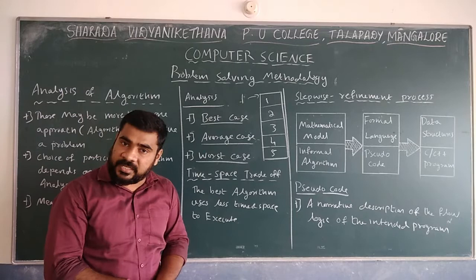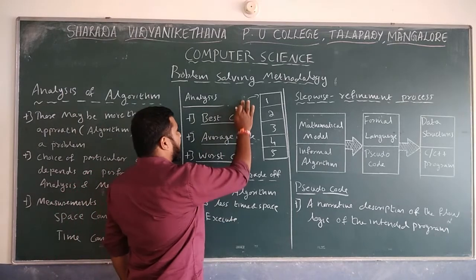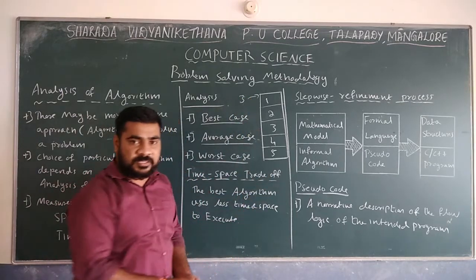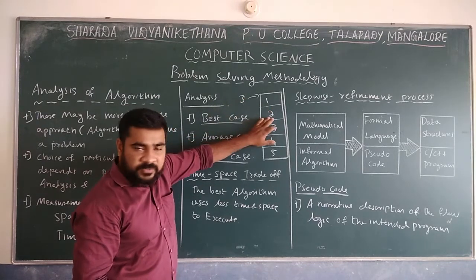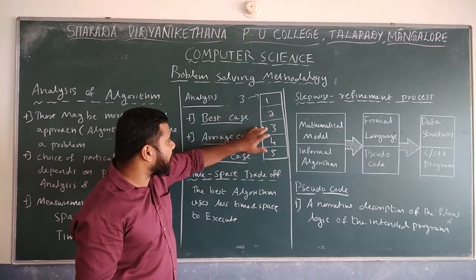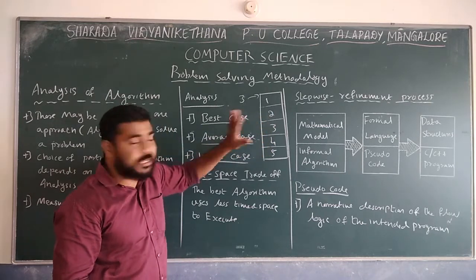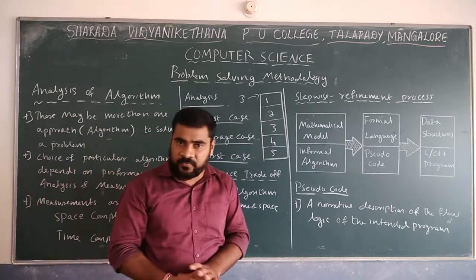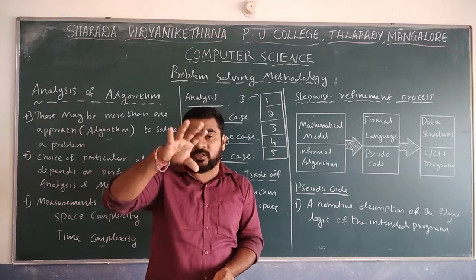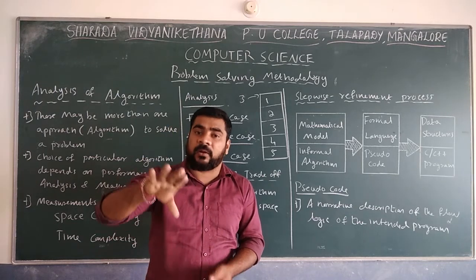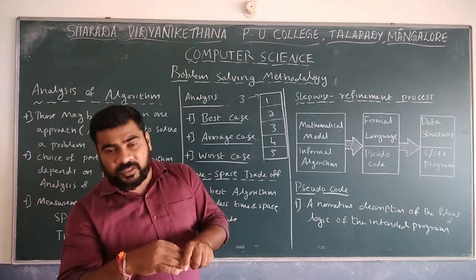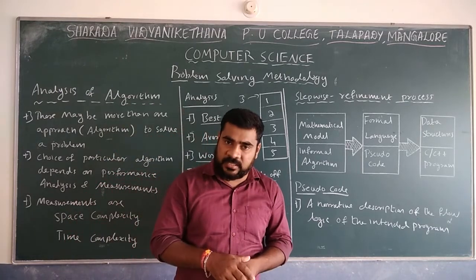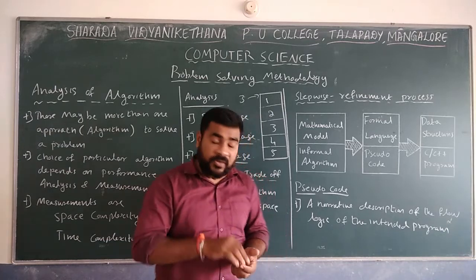Next is the average case. Here we can take 3 as an example. Whenever we have to search for element 3, first you compare with 1, not equal to 3. Then 3 is compared with 2, not equal to 3. Then 3 is compared with 3. So here it uses 3 comparisons. Normally the total comparisons are 5. If you get 3 or 4 or 2 comparisons, that is known as the average case.